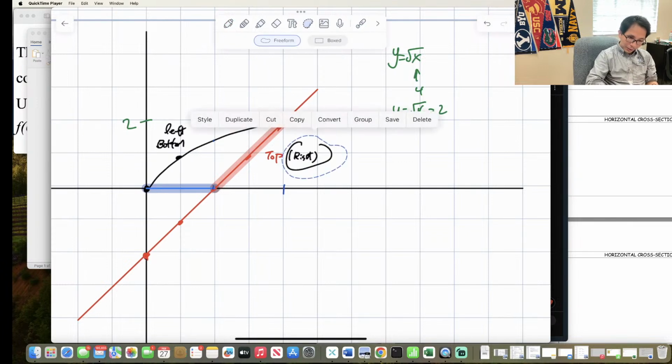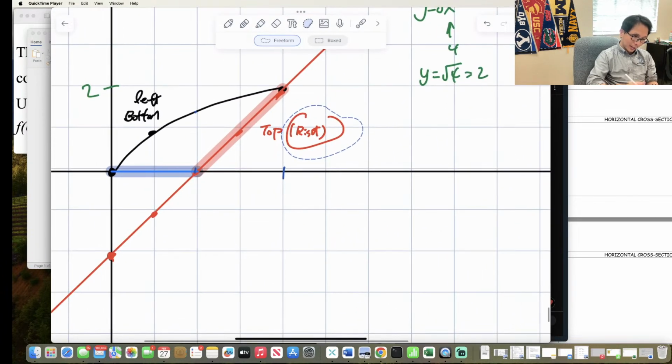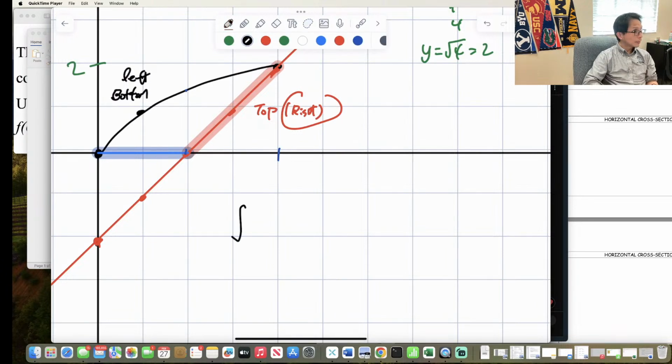So now I'm going to do the calculation. I'm going to show you how easy that is. What are we calculating from where to where? From which value do we start calculating area? 0 to 2, good. That's it, 0 to 2.